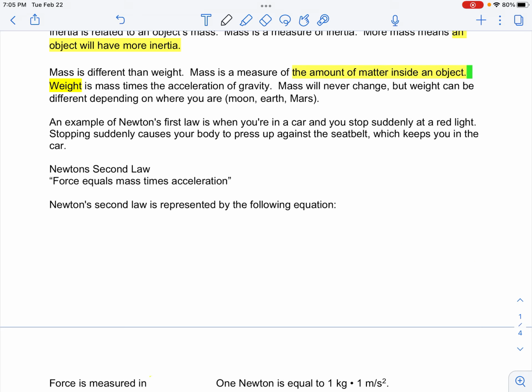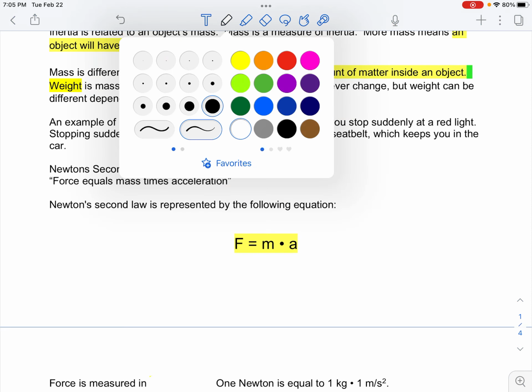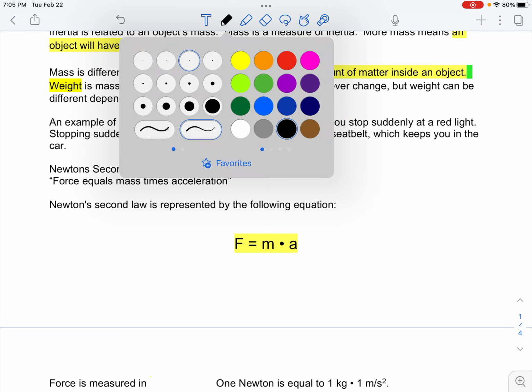Newton's second law. So Newton's second law is force equals mass times acceleration. There is the equation right there. I think we've already seen it a couple times. Usually Newton's second law is just referred to as F equals ma. So force equals mass times acceleration.